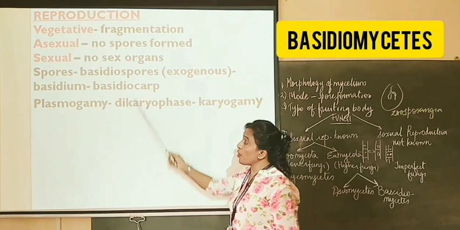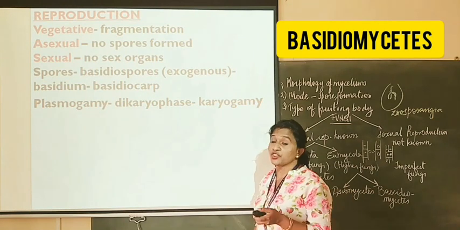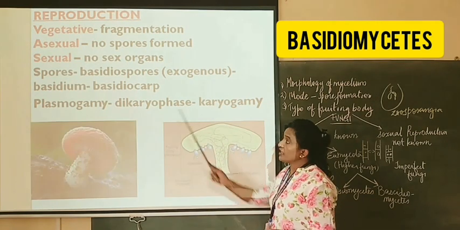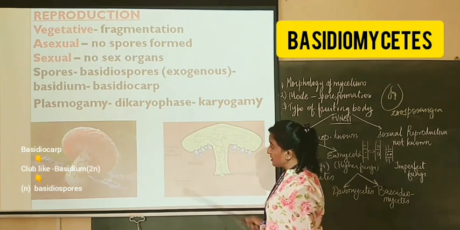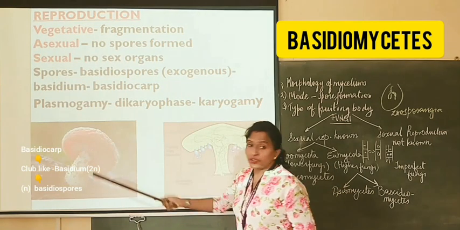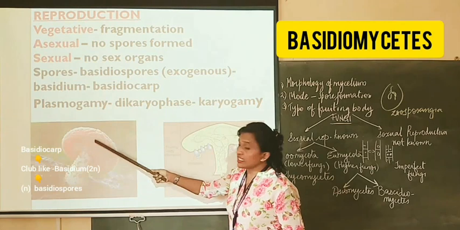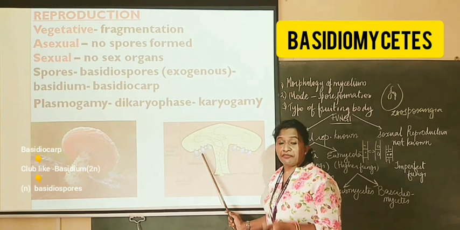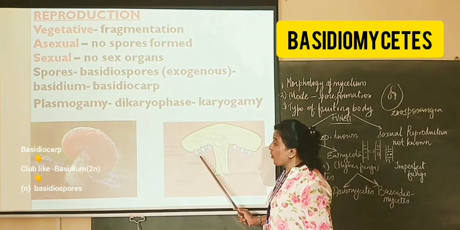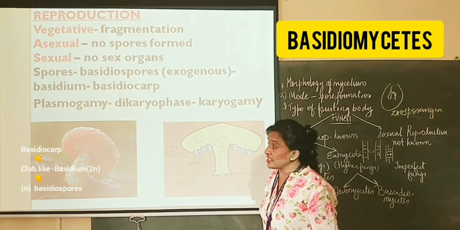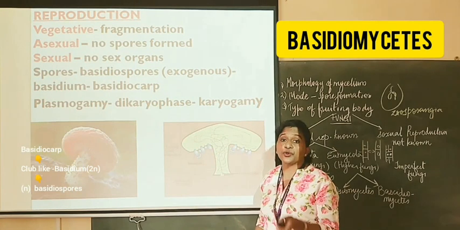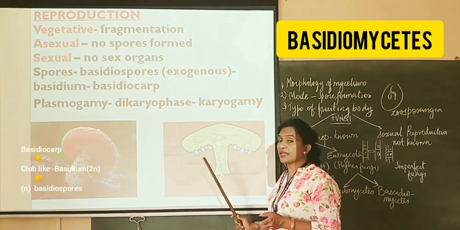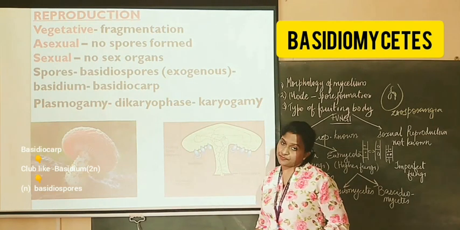So here the spores that are formed are basidiospores, formed on the fruiting body called the basidiocarp. There are many gills formed inside, and on these gills many basidia are formed, and on each basidium the basidiospores are formed exogenously, since they are present on the basidium.